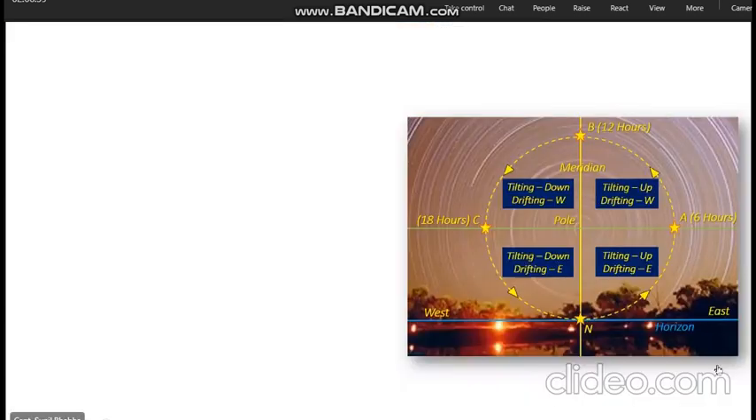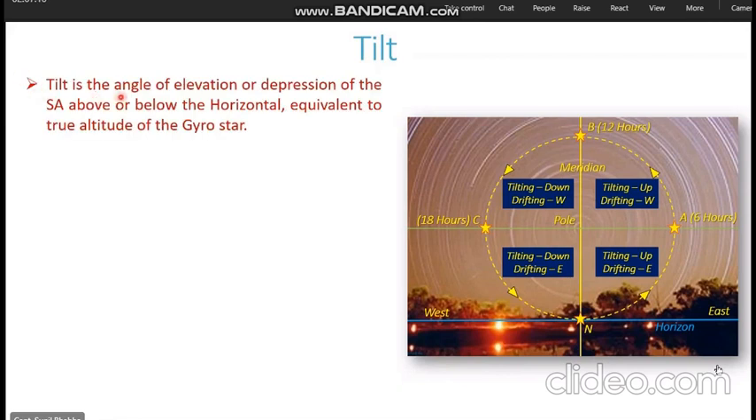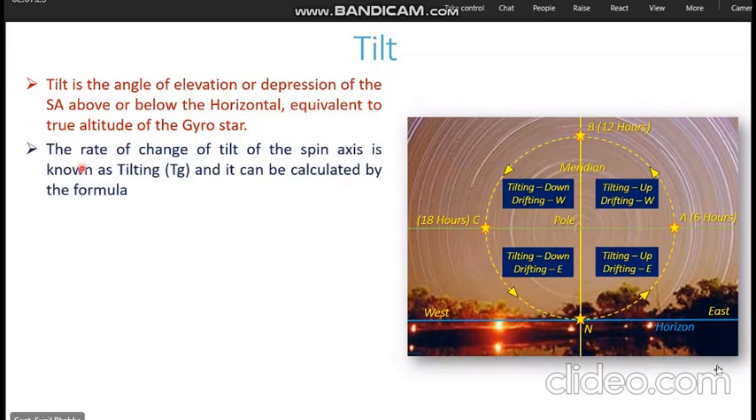We now move into the detail of tilt and how to calculate the tilting using a formula. Tilt is the angle of elevation or depression of the spin axis above or below the horizontal, equivalent to the true altitude of the gyro star. The rate of change of tilt of the spin axis is known as tilting. In short, it is known as capital T small g, Tg, and it can be calculated by using the formula.